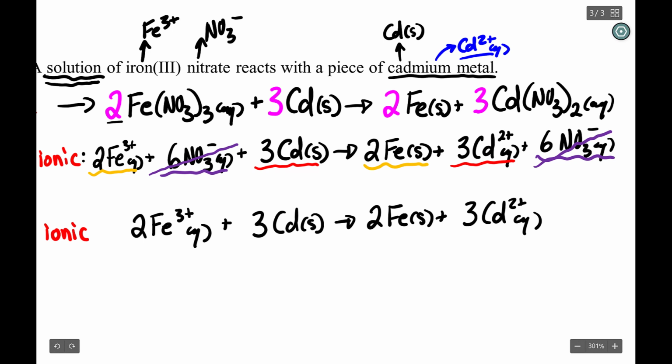I've got to check my balancing. So I've got 2 irons and 3 cadmiums. But I also have to check the charge. So I have to make sure that the charge is balanced on both sides.